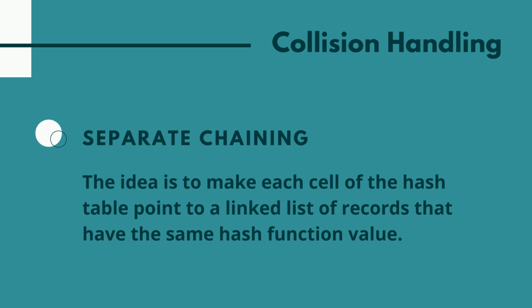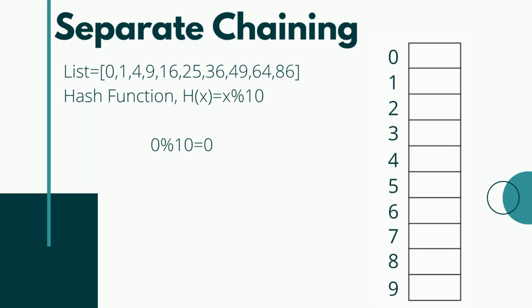The basic idea of separate chaining is to make each cell of the hash table point to a linked list of records that have the same hash function value. Let us consider an example. We have a hash function which is x mod 10. Here, x is the key which we want to map. The range of this function will be 0 to 9. So we will have a hash table as shown. The keys we have are 0, 1, 4, 9, 16, 25, 36, 49, 64, and 86.